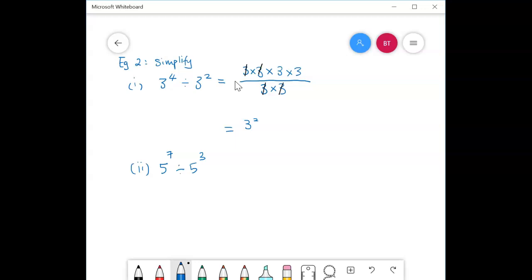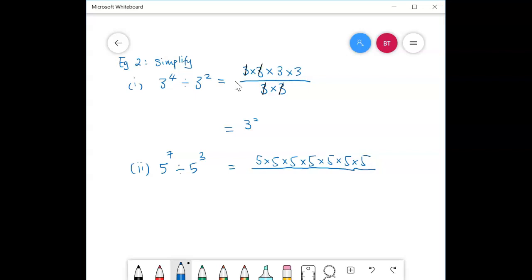We shall now look at part 2 first before we try to observe a certain pattern. 5 to the power 7 divided by 5 to the power 3 is the same as 5 to the power 7 over 5 to the power 3. In the numerator, we have 5 times 5 times 5 times 5 all the way until we get 7 fives. 1, 2, 3, 4, 5, 6, 7.